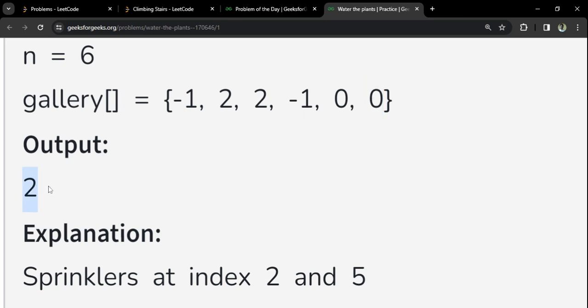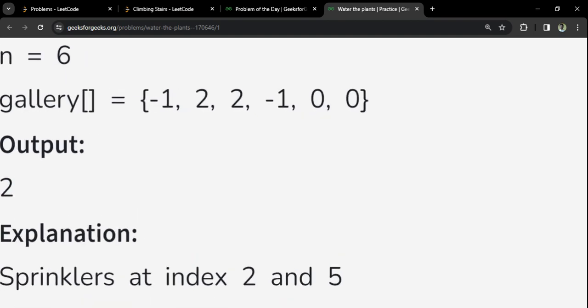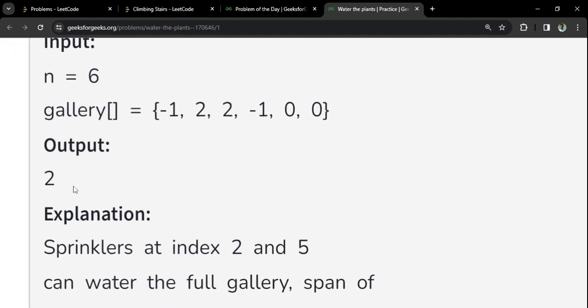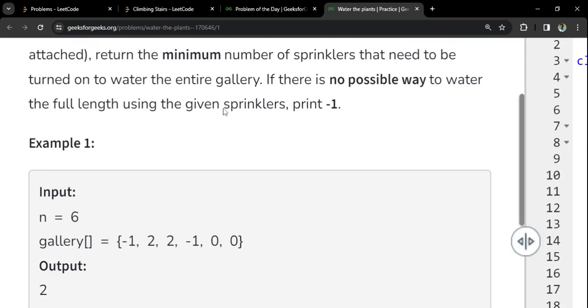Okay, that's what they're trying to say here. We need two sprinklers at minimum to water all the beds. Which are the ones? This is the one, and this is the one. They are not asking for the indexes of the sprinklers, they're asking for the number. How many we need to turn on, and that answer should be the minimum. Return the minimum number of sprinklers that need to be turned on.